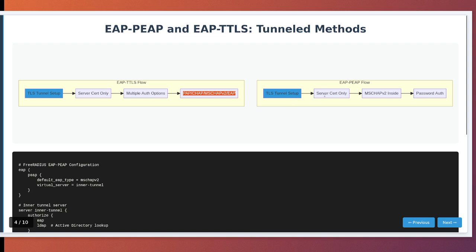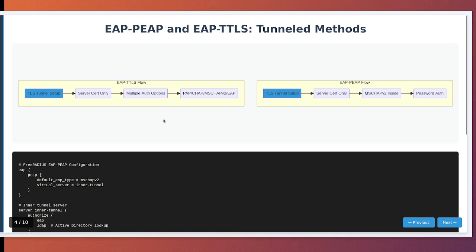EAP-TTLS, on the other hand, is more flexible. While PEAP is limited to EAP methods inside the tunnel, TTLS can use both EAP and non-EAP authentication methods. This means you can use PAP, CHAP, MSCHAPv2, or even token-based authentication inside the tunnel. This flexibility makes TTLS popular in heterogeneous environments.